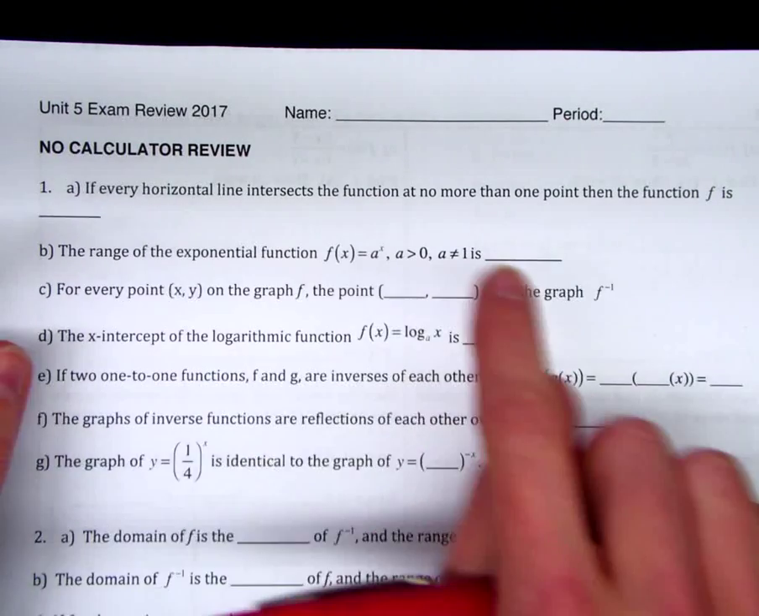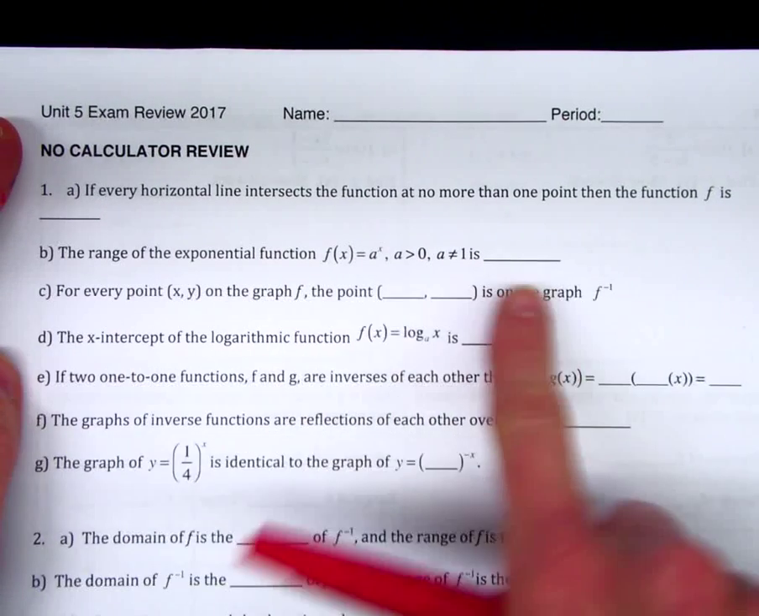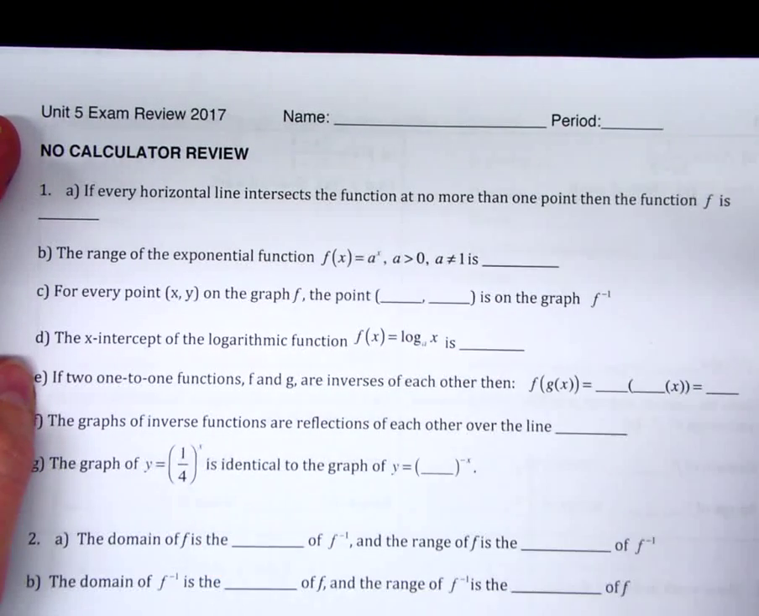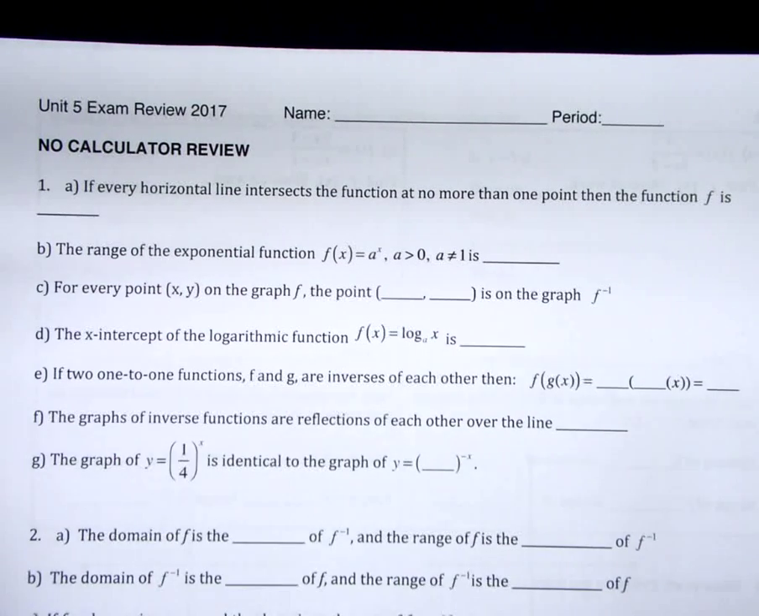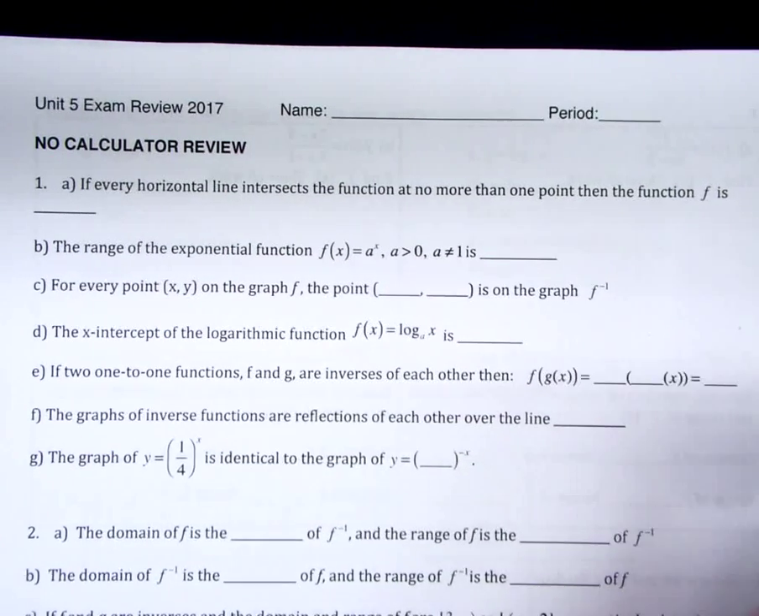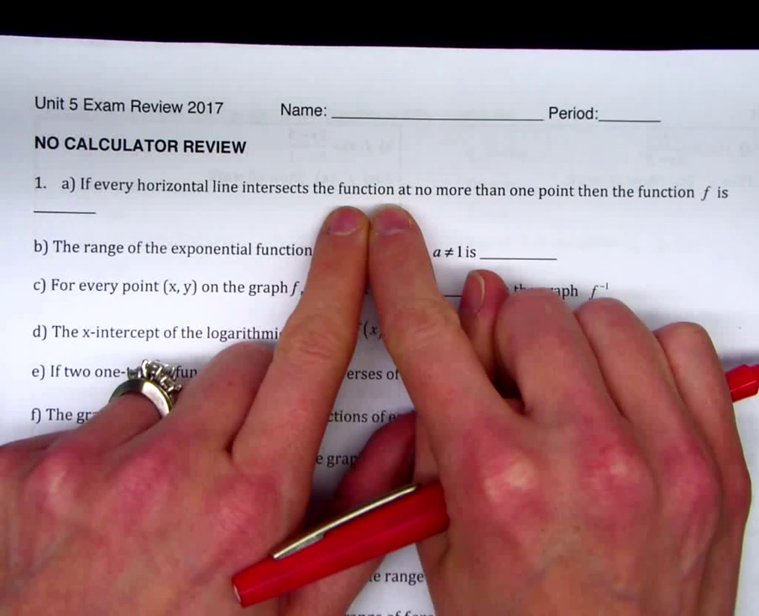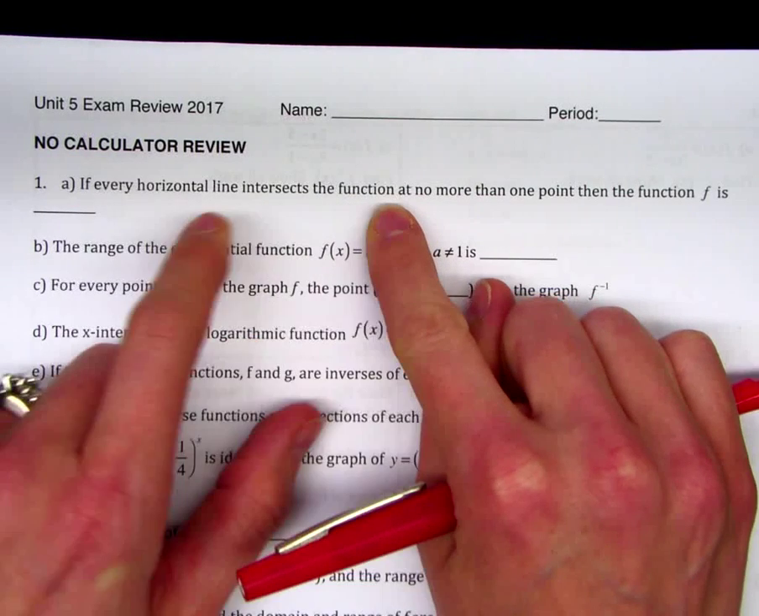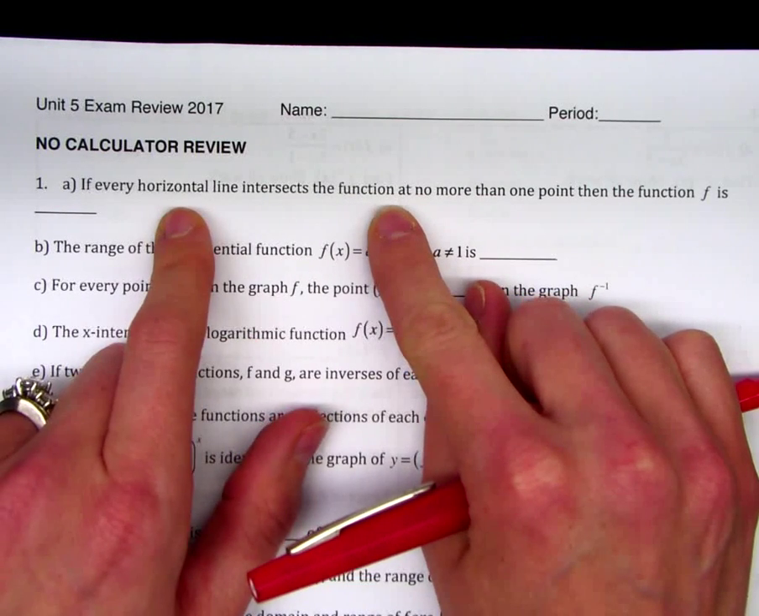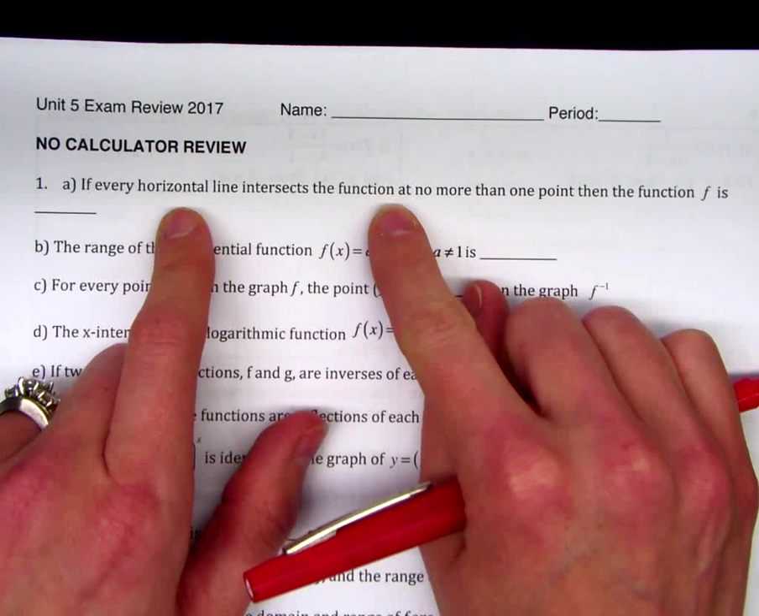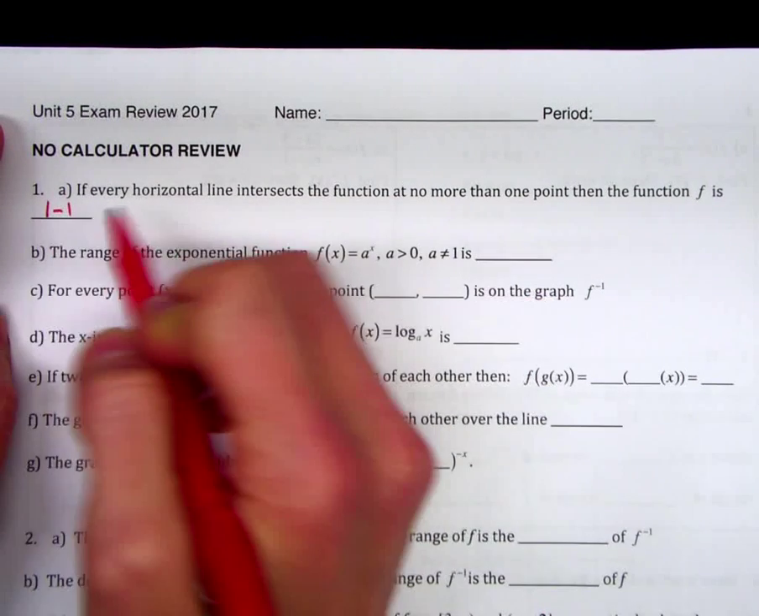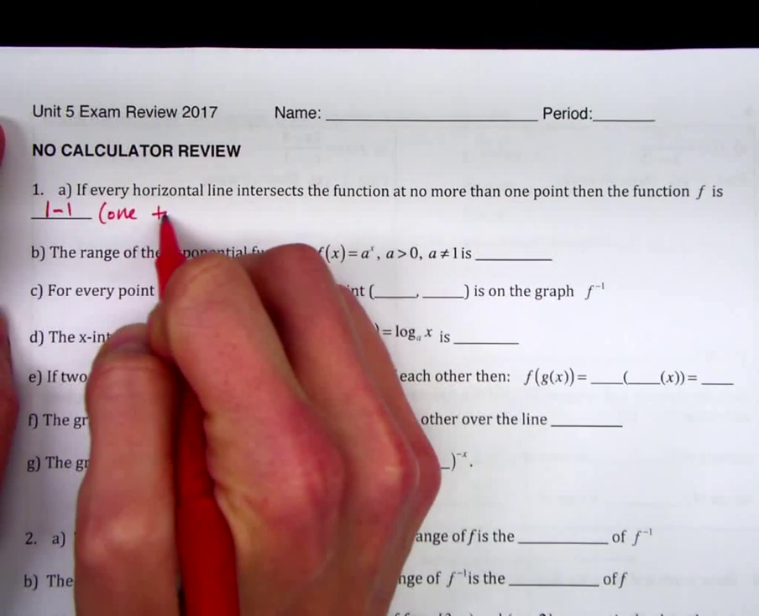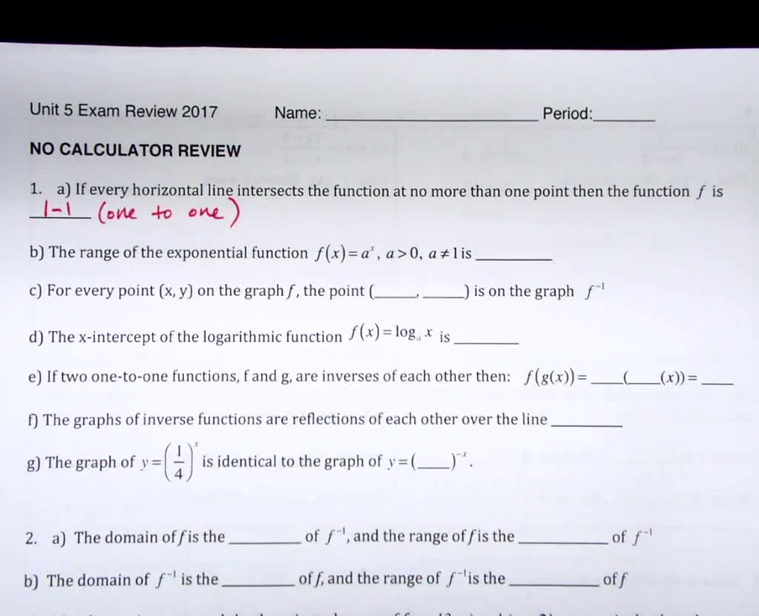What we're looking at here is we have all these blanks. We want to fill them in, but on the test, it's going to be true or false. So if every horizontal line intersects the function at no more than 1 point, what this means is, one, we have a function. So we're starting with a function, and the horizontal line test works because it's only going to hit the graph once. If that happens, this is called one-to-one. Okay, so that's a one-to-one function.